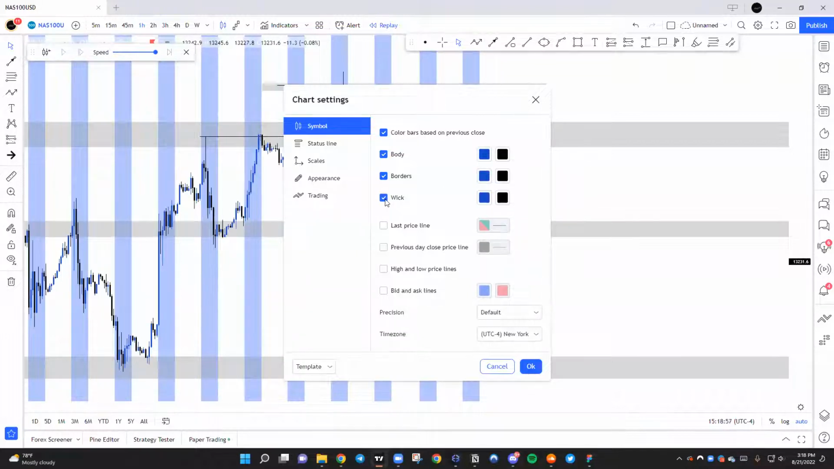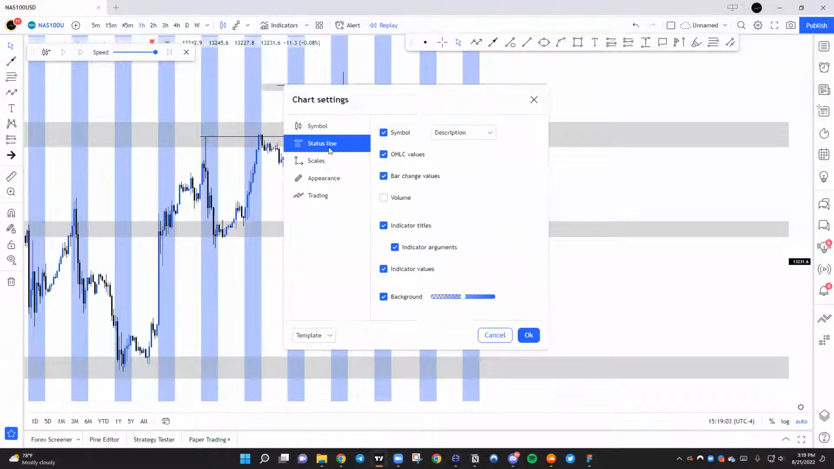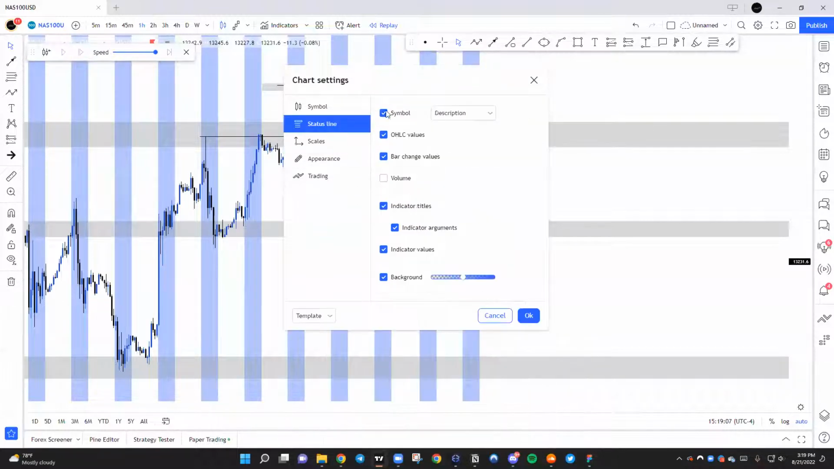I've been recently deciding if I want wicks or not. Normally I have my wicks turned down, but recently I've just been doing it for the people. Usually I have all these off because I just really like the simple chart where it's nothing distracting me, in a sense, but it doesn't really matter.